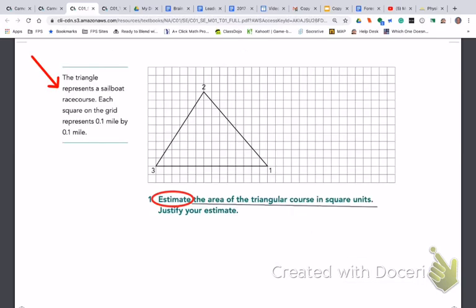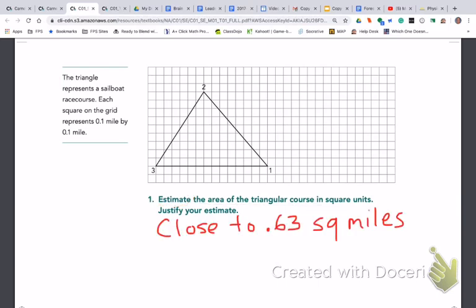Please turn to page 20. The triangle represents a sailboat race course. Each square on the grid represents 1/10 of a mile by 1/10 of a mile. Please answer number 1 with your group. For number 1, your estimate should be close to 0.63 or 63 hundredths square miles.